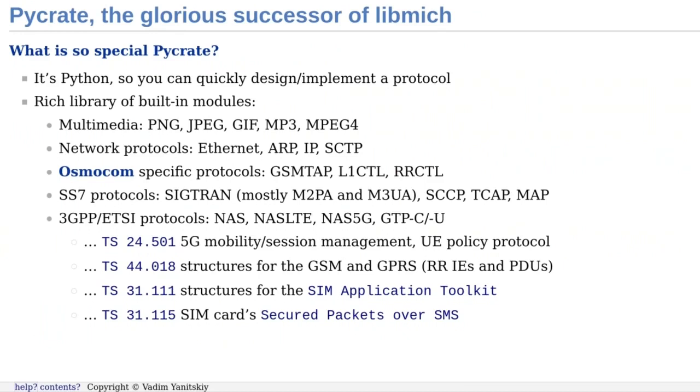And from the other interesting protocols, we also have SS7 protocols. Harald had a presentation about some of them last time. 3GPP protocols like NAS, and even some 5G new protocols and information elements. What I often use is the structures for GSM and GPRS, basically radio resource information elements. From some other modules that may be interesting is the SIM application toolkit and SIM cards, secure packets over SMS. I'm not sure if I know what it is, but I assume it's related to the transparent data barriers.